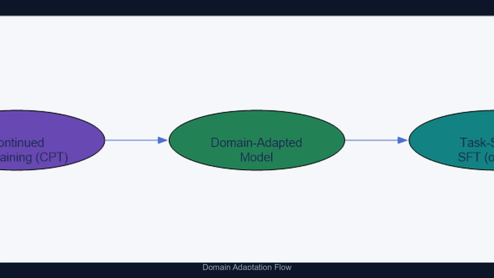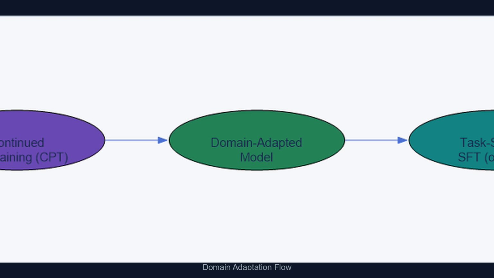Here's the end-to-end flow visualized. You start with a general language model. Broad knowledge, no specialization. You feed it a domain corpus through the CPT process, and out comes a domain-adapted model that understands the vocabulary, concepts, and reasoning patterns of your target field.